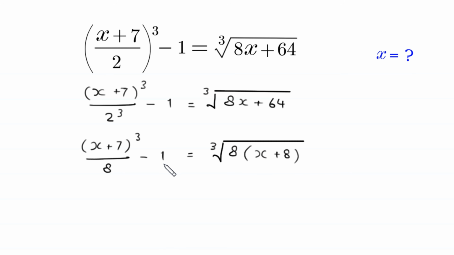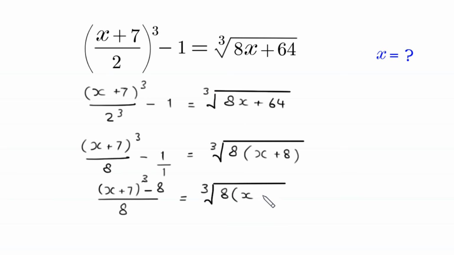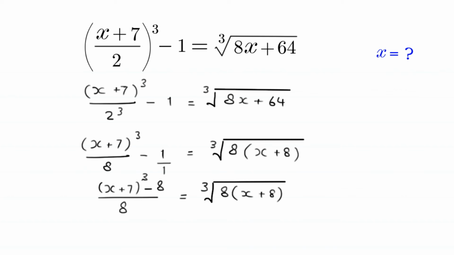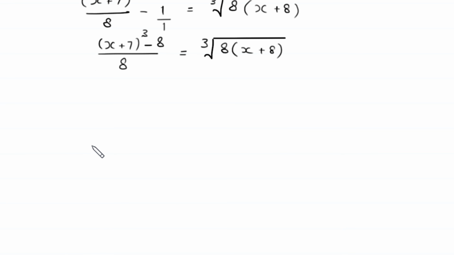Now we can write the denominator of this one 1, and we write common denominator 8. Now 8 divided by 8 is 1 times this expression (x plus 7) whole cubed, minus 8 divided by 1 is 8, and 8 times this one 8, is equal to cube root of 8 times (x plus 8). Now from here we multiply both sides by 8.